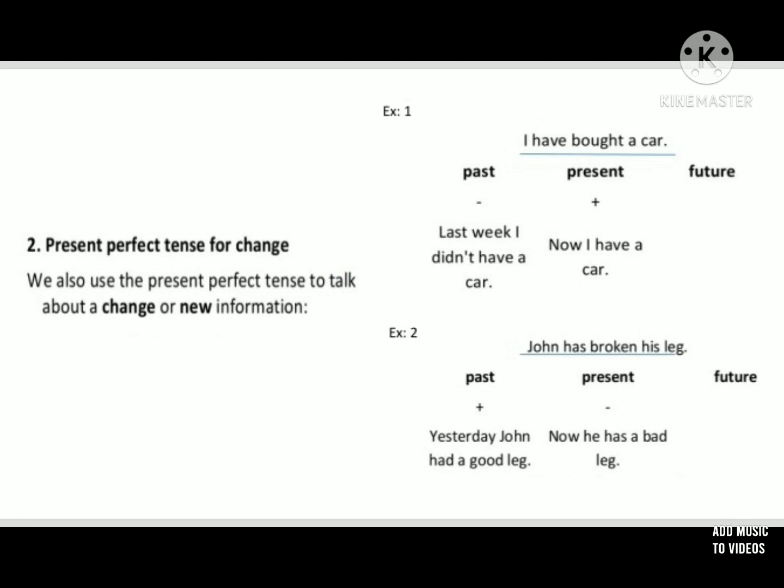Now look at the first example. I have bought a car. So in the past, last week, I didn't have a car, but now in the present, I have a car. Look at the second example. John has broken his leg. In the past, that means yesterday, John had a good leg, but now in the present, he has a bad leg. So, you can understand that we can use present perfect tense to express the change that has taken place.